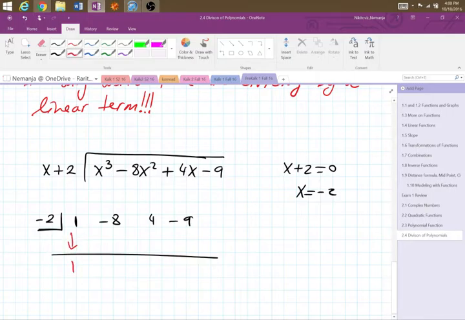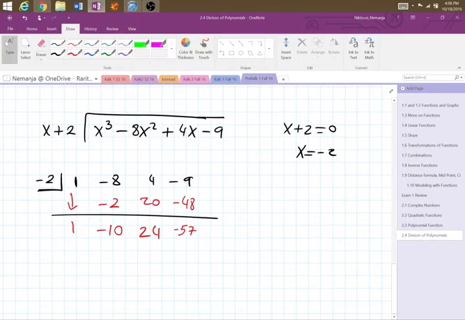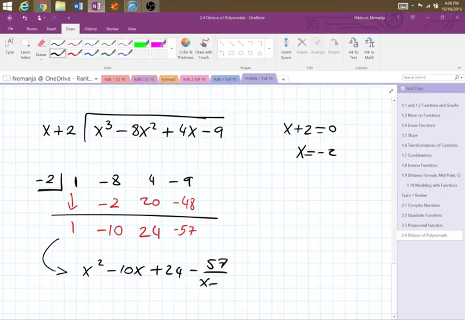Drop down 1. Negative 2 times 1 is negative 2. Add them down to negative 10. Negative 2 times negative 10 is 20. Add them together to 24. Negative 2 times this is negative 48. And then this becomes negative 57 when you add. We're done. We can translate this quickly into the answer that we want to see, which is x squared minus 10x plus 24 minus 57 over x plus 2. This is how fast synthetic division is.